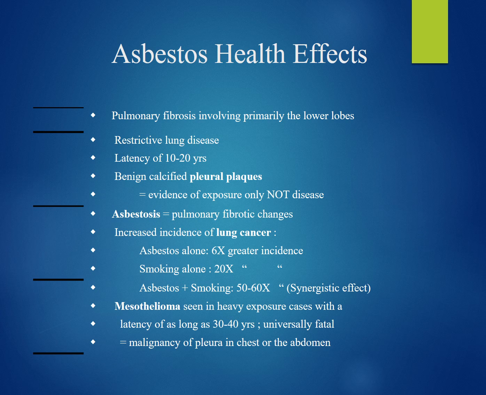This slide provides some of the adverse health effects related to asbestos exposure. We can get pulmonary fibrosis, primarily in the lower lobes. This is from high exposure over a long period of time. This results in a restrictive type of lung disease. We typically see a latency of 10 to 20 years after exposure before the disease manifests itself.